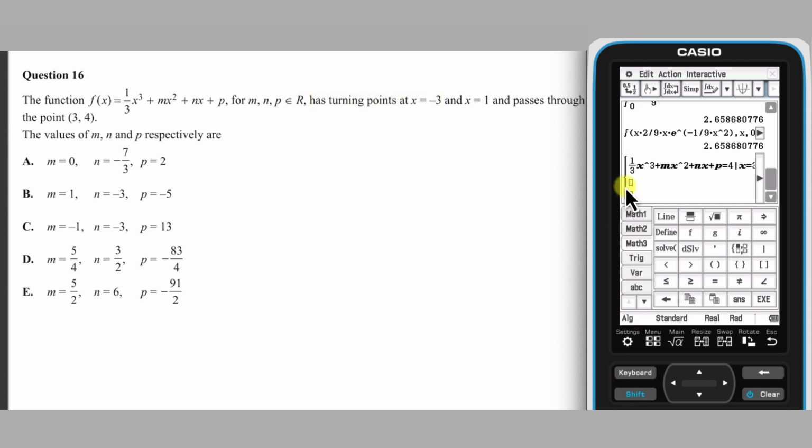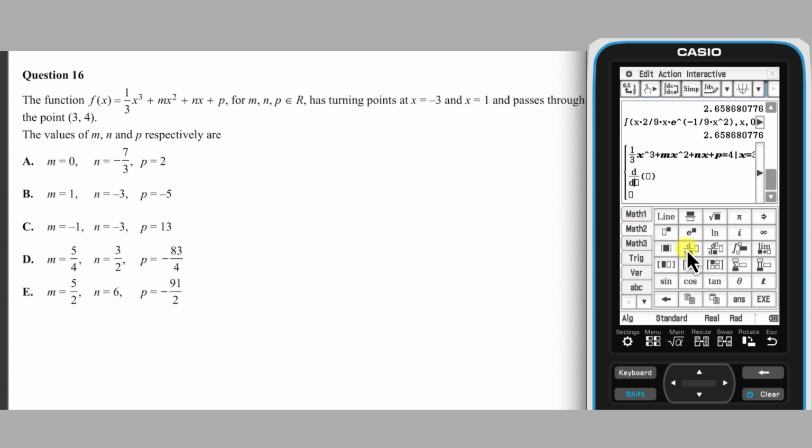Start this second equation using the derivative template from Math 2. Its arguments are the variable x and the function f of x, which, with a little care, can be selected, dragged and dropped from the first equation. Now set this derivative equal to 0 at x equals minus 3. The given that symbol is needed once again, accessed via Math 3 or swiped from the first equation.